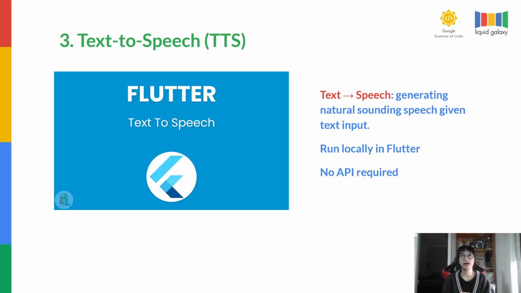And let's talk about text-to-speech. What is text-to-speech? It is generating natural-sounding speech from a text input. So it means that from any text we can generate audio based on that text. That is the point of the TTS, and it can be run locally in Flutter without any third-party plugin or API required. So it's very easy to implement, and I can show you in the later stages to demonstrate it more clearly.